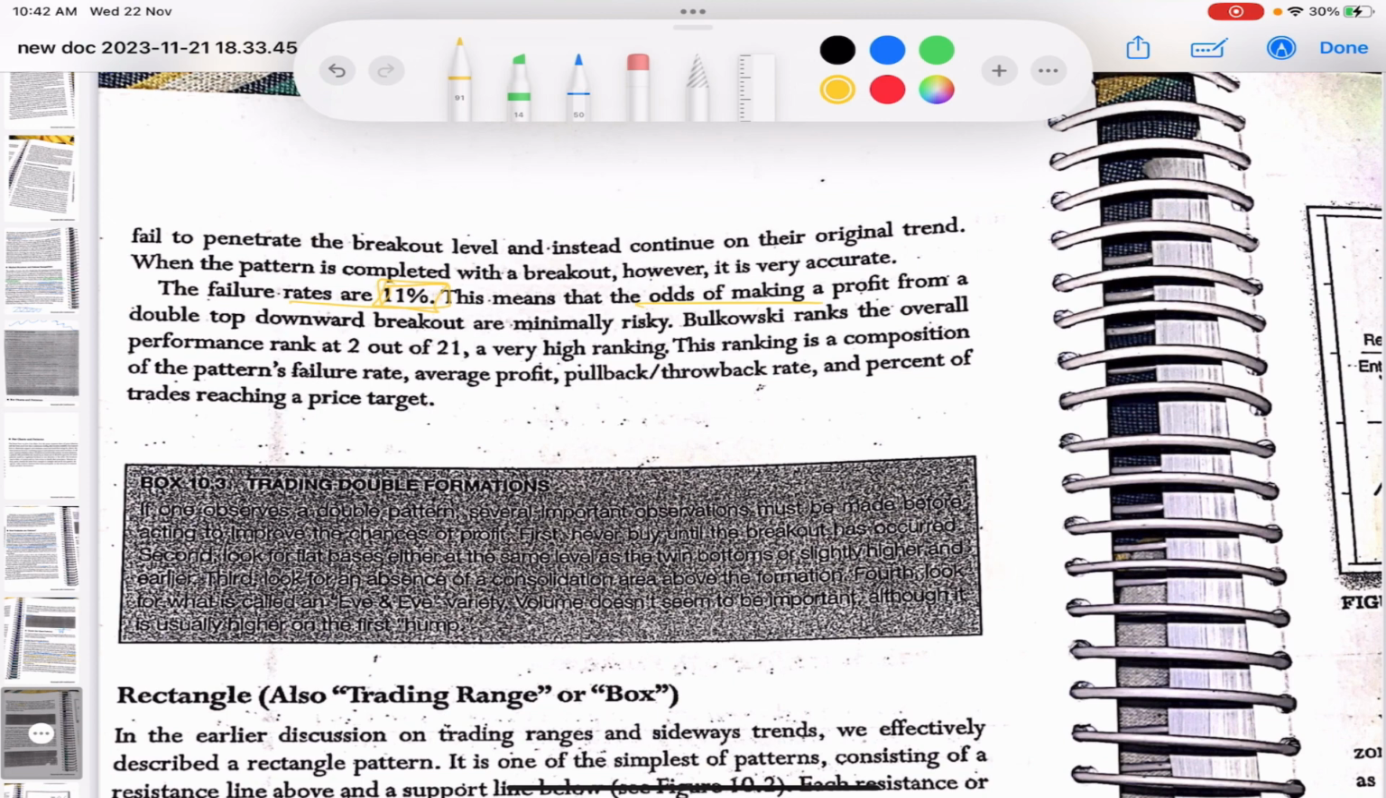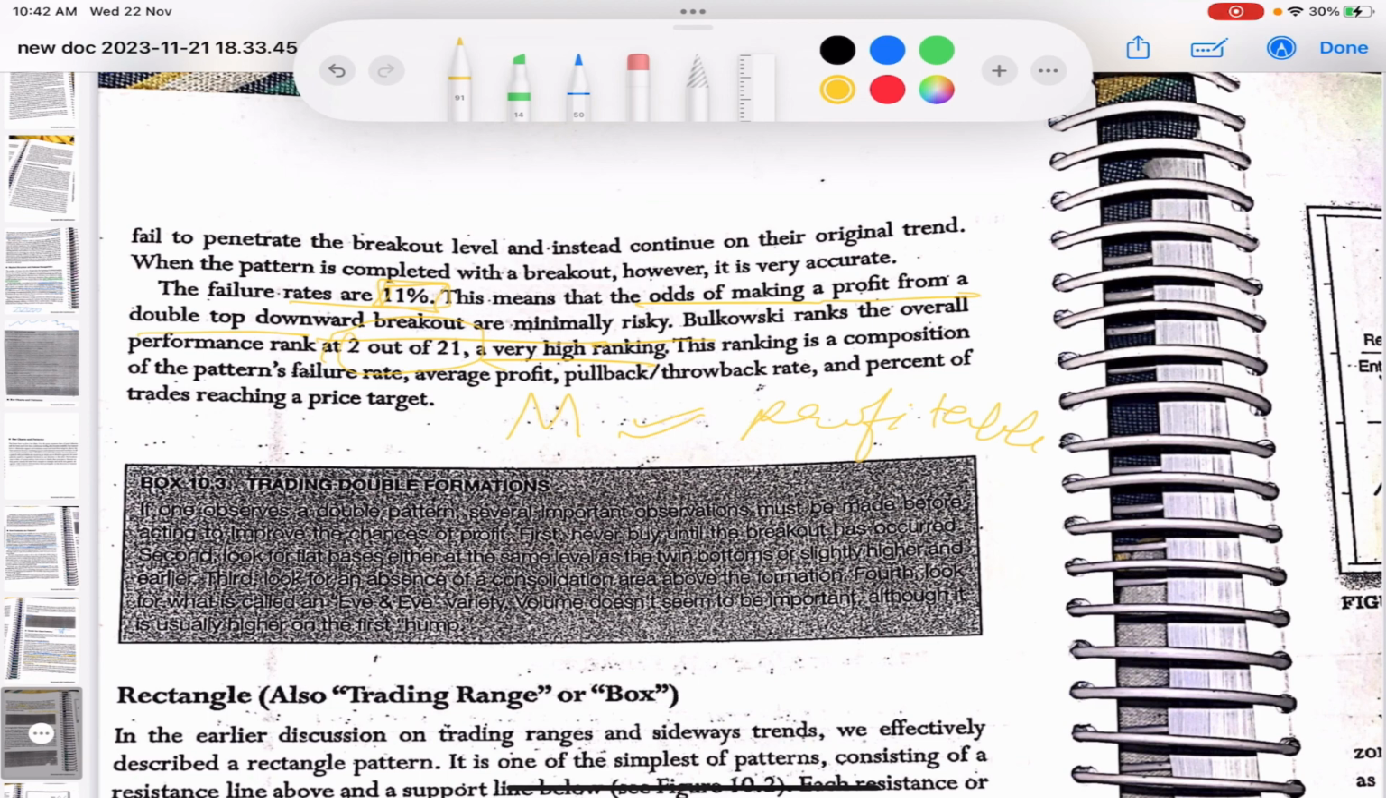So the odds of making the profit from a double top downward breakout are minimally risky. And Bulkowski also said that 2 out of 21. So double top is very, very profitable according to Bulkowski. Keep that in mind. Okay.